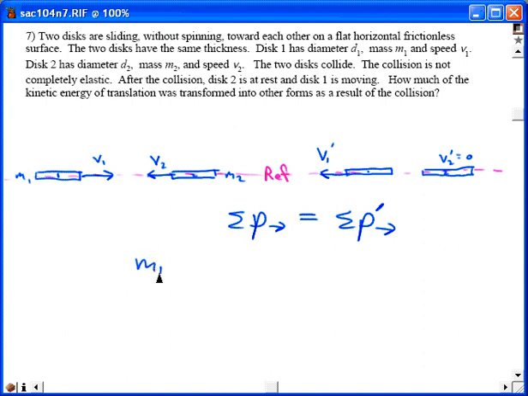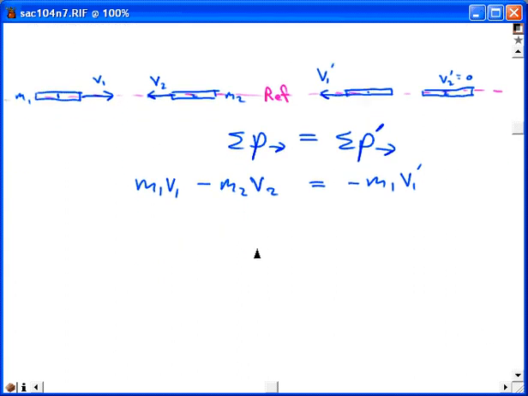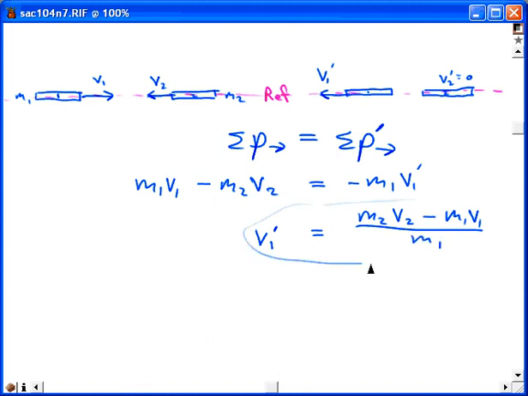So I'm going to write M1 V1, that's to the right, and then minus M2 V2, because this is positive leftward, and that's equal to minus M1 V1 prime. I need to solve that for V1 prime to get the velocity of disk 1 in the after picture. And that's going to be M2 V2 minus M1 V1, all divided by M1. So that's an intermediate result.